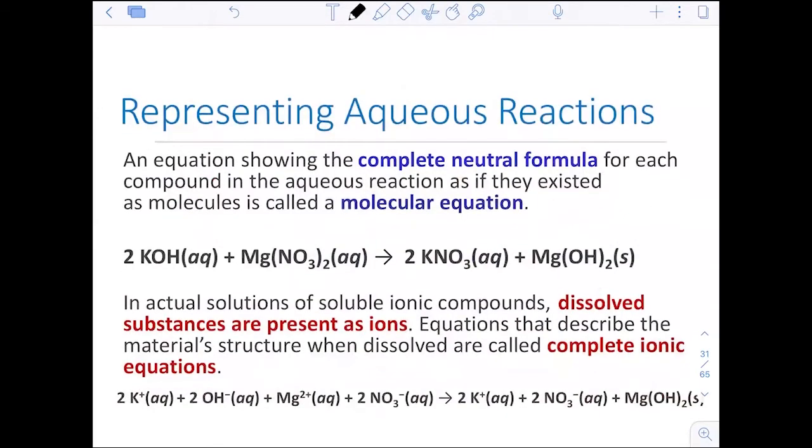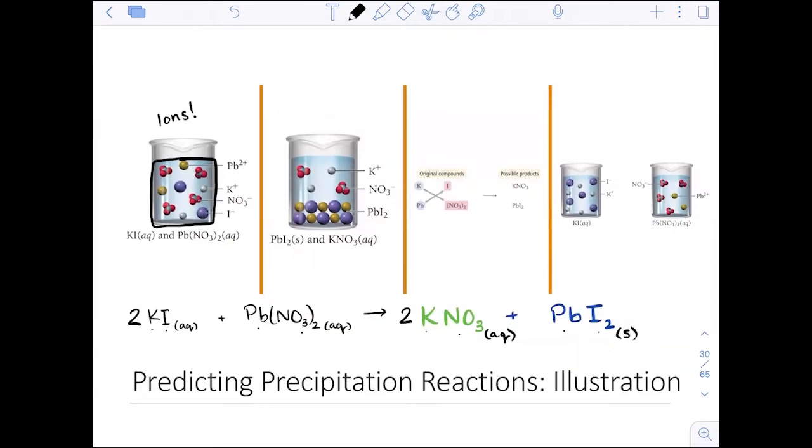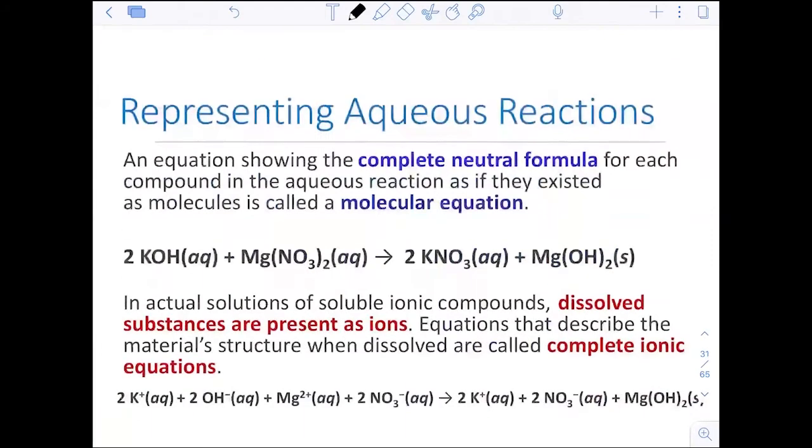Now, in this type of aqueous reaction, we are showing the neutral formula of everything, meaning in that reaction, I have potassium iodide paired up. I have lead nitrate paired up. I have potassium nitrate paired up and lead iodide paired up. I have the neutral forms of the actual formula unit. That's not really what's happening. This is called a molecular equation. It's a great way to see the complete neutral formulas. But as we know, these are ions in solution if they are aqueous.